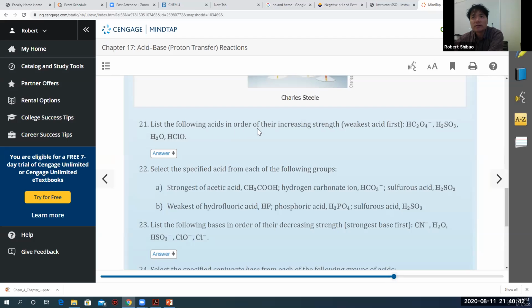List all the following acids in order of increasing strength. Weakest acid first. So looking at this list, I have to say the weakest is water. Maybe the strongest is sulfurous acid. But hypochlorous acid and hydrogen oxalate, I don't know. So we'll just look at the chart.